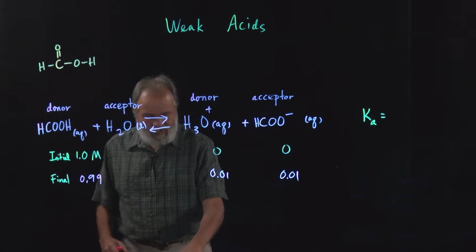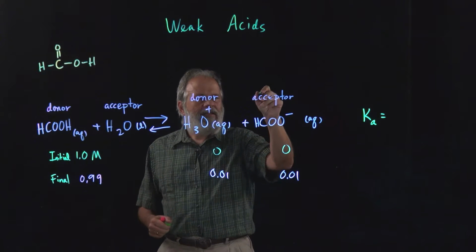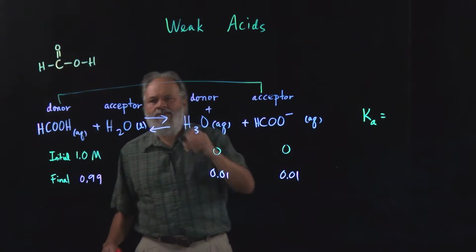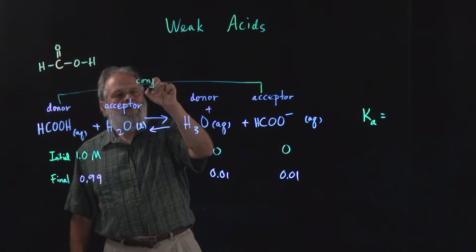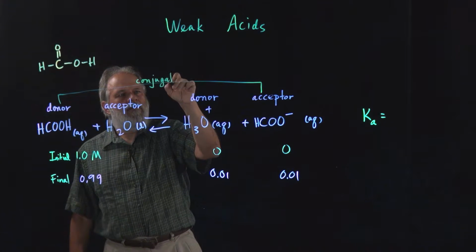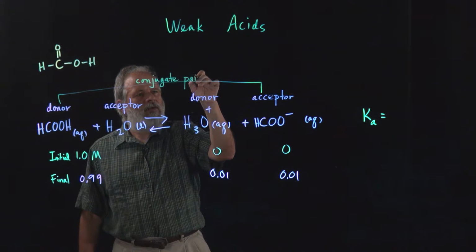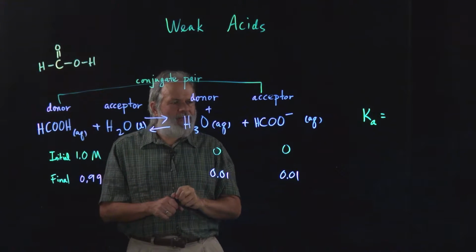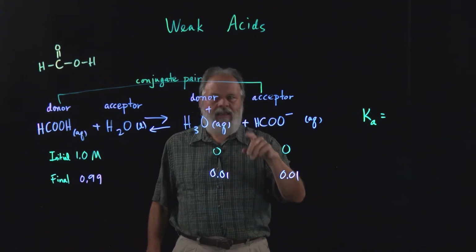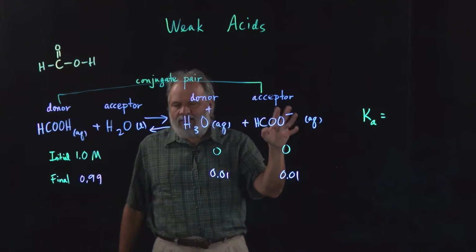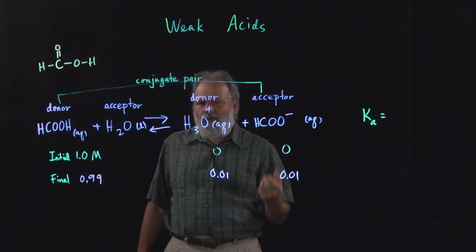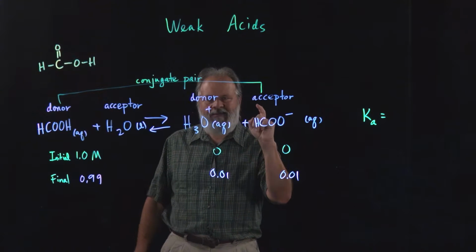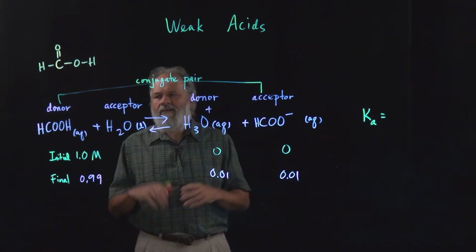The other thing that you can do when you diagram these is to link the molecule that both donated and accepted. And this is called a conjugate pair. You have to be a little careful that this being conjugate to that doesn't mean it's any less of a base when it accepts the proton. So this is an acid because it donates a proton. This is a base because it accepts a proton. And so that forms a conjugate pair.